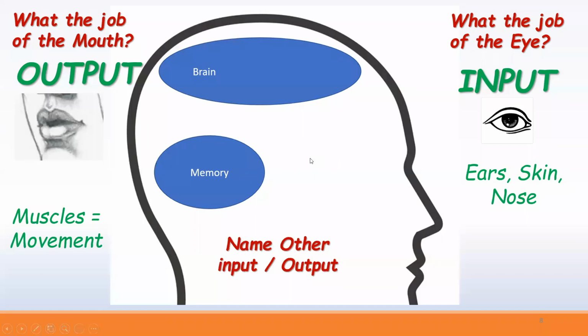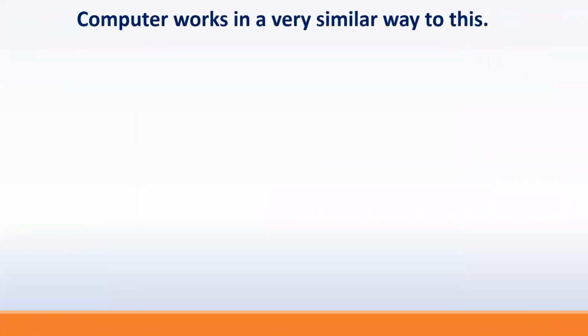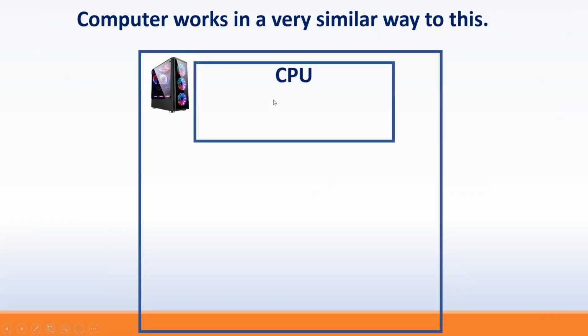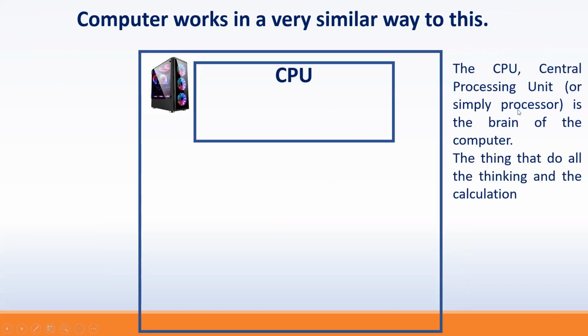Okay, so let's go to the computer now. How does the computer really work? The computer has a brain. That brain is called the CPU, the Central Processing Unit. We call it the CPU, or the processor. It's the brain of the computer. It's a small chipset almost the size of the tip of my finger. This is the part that actually thinks in the computer, that does the calculation, that does all the work in the computer.